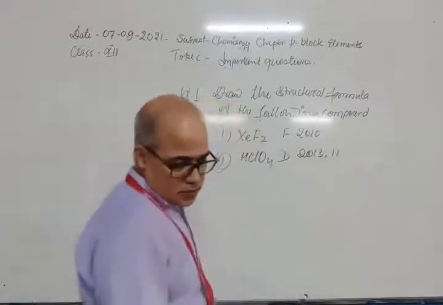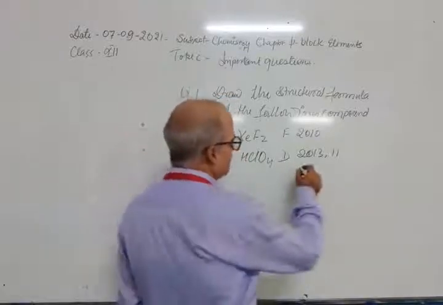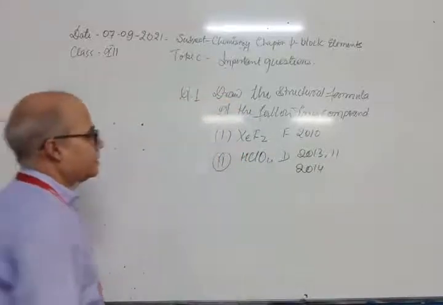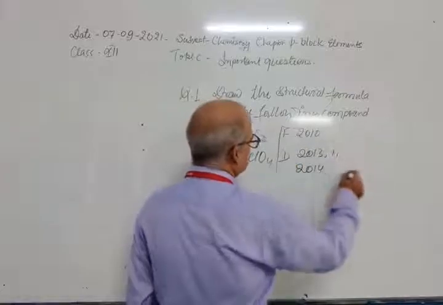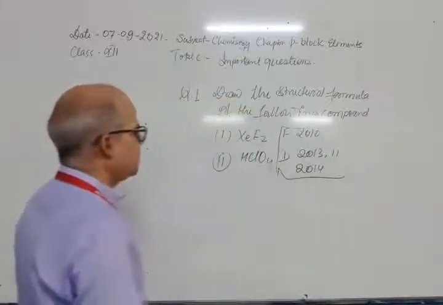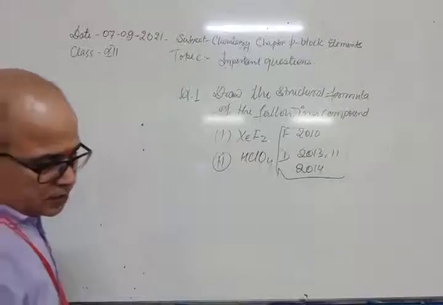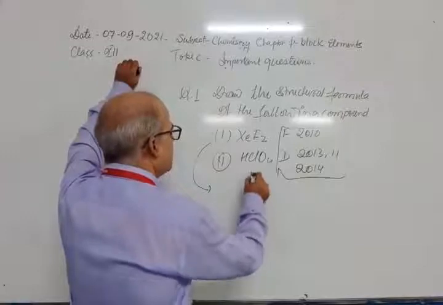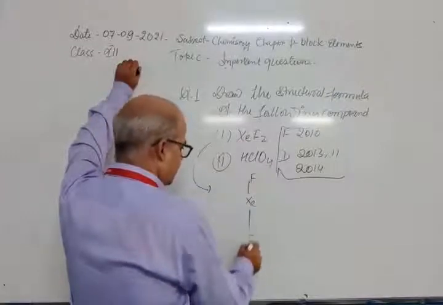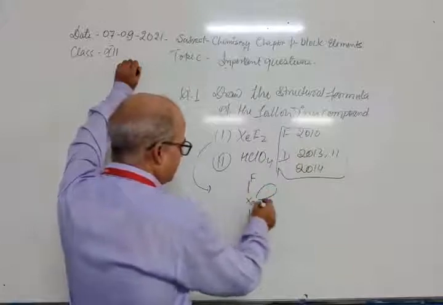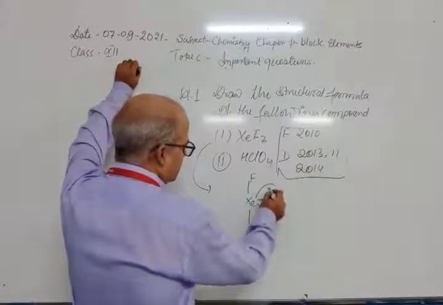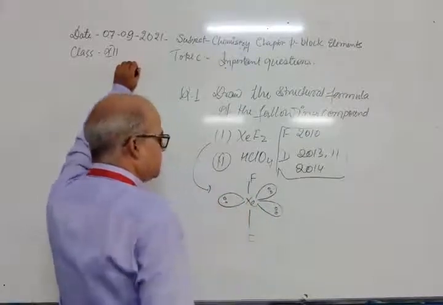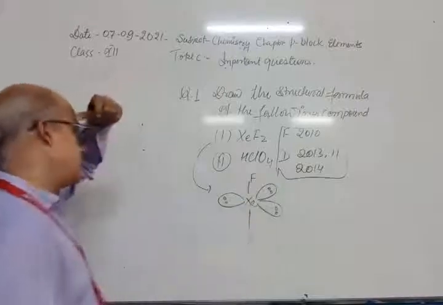Also it is asked in 2014 and 2014 also. This is the year in which it is asked. Now how will you make the structure? The structure of this one is XeF2. It has 3 lone pairs of electrons because 2 electrons are shared and it has 8 electrons in the outermost shell. This is the structure of XeF2.